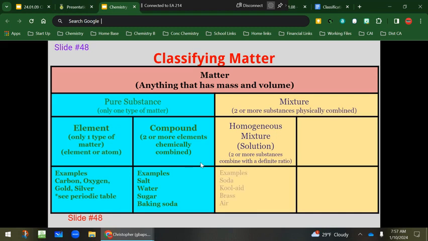Then, ladies and gentlemen, examples include soda, Kool-Aid, brass. A brass instrument is a homogeneous mixture. Those of you who are in the band and play a brass instrument, okay.